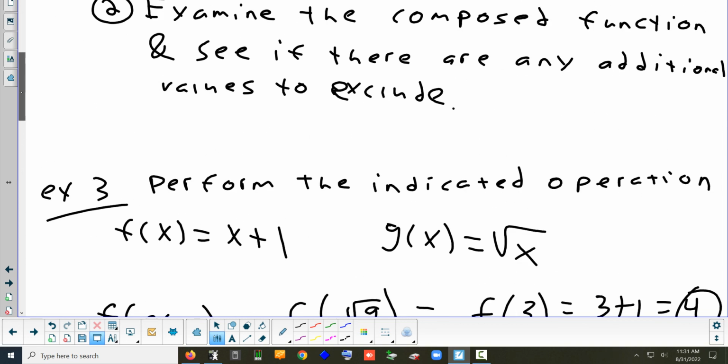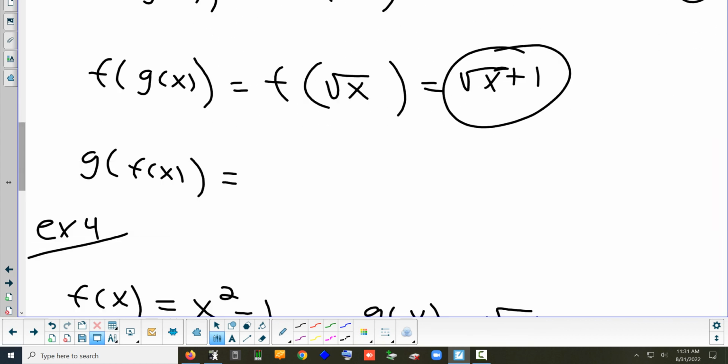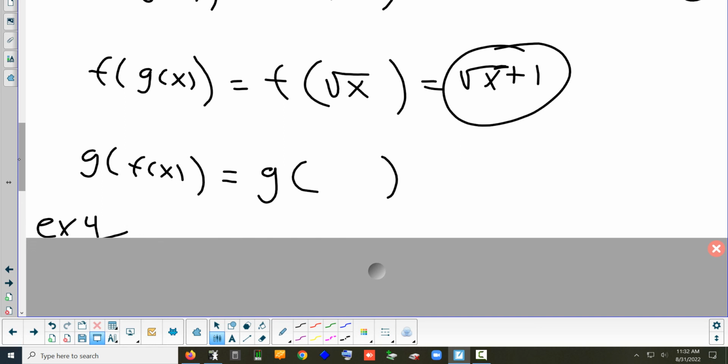Did they say find the domain? Nope, we're not finding the domain yet. We'll do that next. Okay, g of f of x. All right, what is, Layla, what's f of x in this case?